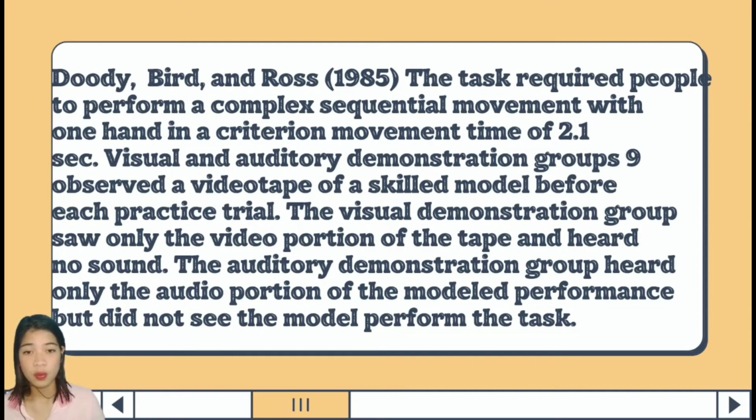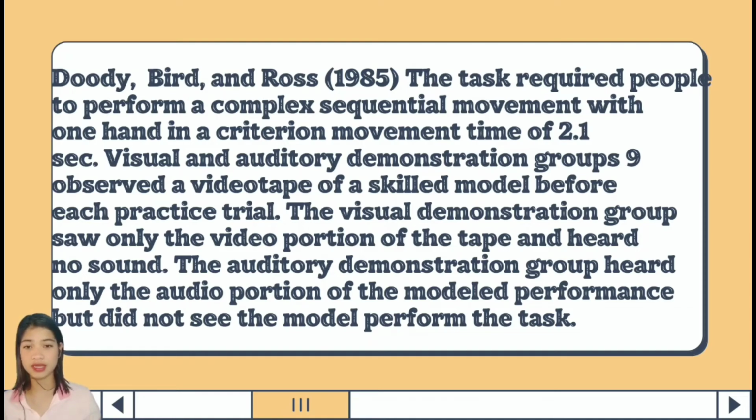So, when we say auditory, it is related to the senses of humans. Do you remember the five senses? Auditory is the sense of hearing. So the auditory demonstration group heard only the audio portion of the modeled performance but did not see the model perform the task.